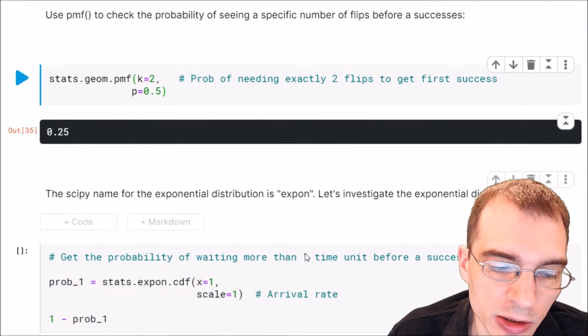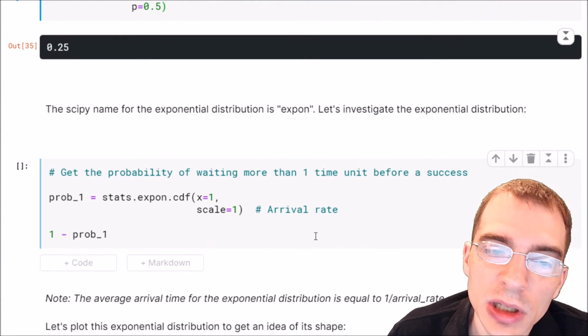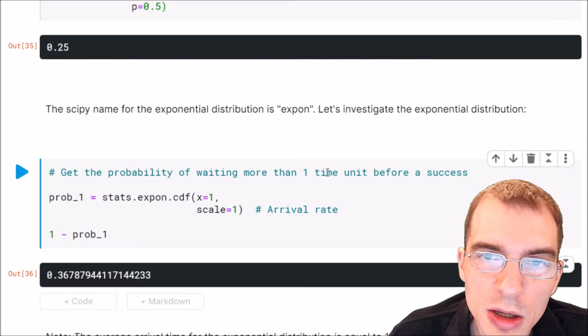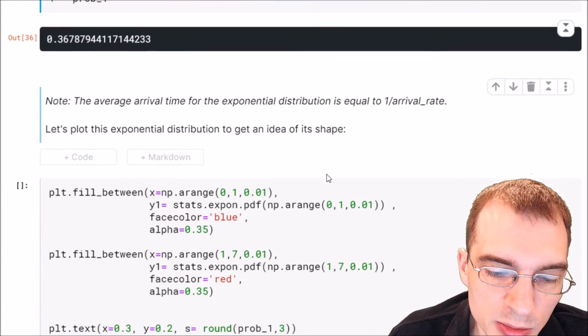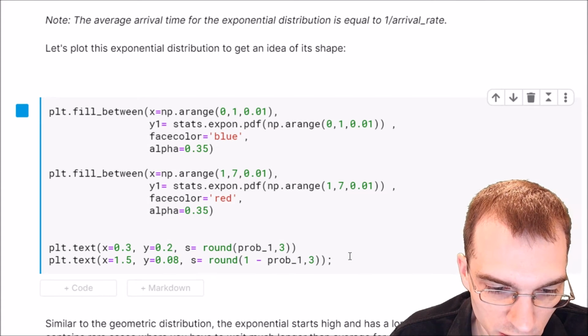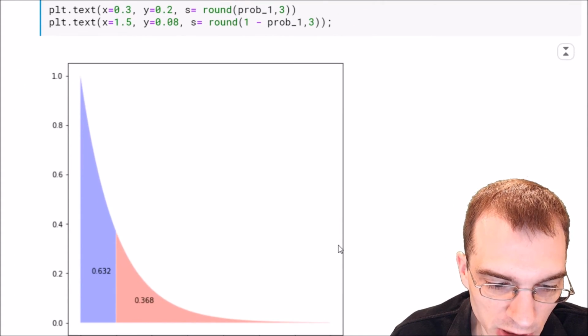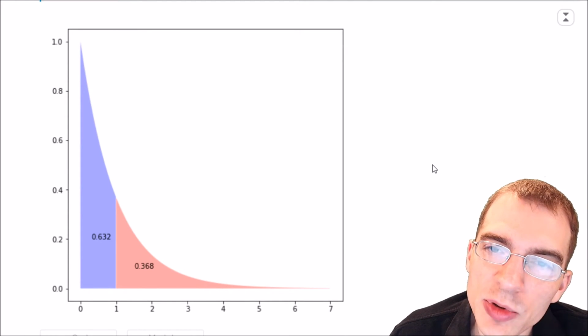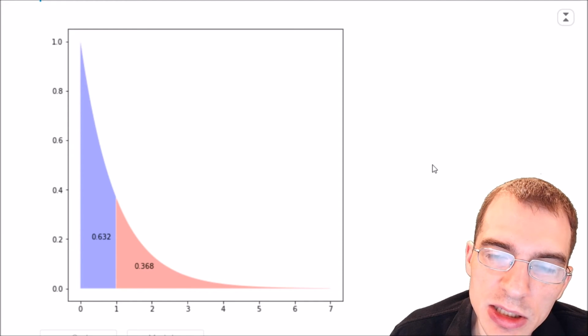Now we'll move on and look at the exponential distribution. The SciPy nickname for the exponential distribution is expon. So let's scroll down and generate some random data from an exponential distribution to give you an idea of what they look like. We'll run this and check the plot. An exponential distribution has a similar shape to a geometric distribution. It's just a continuous version of it.